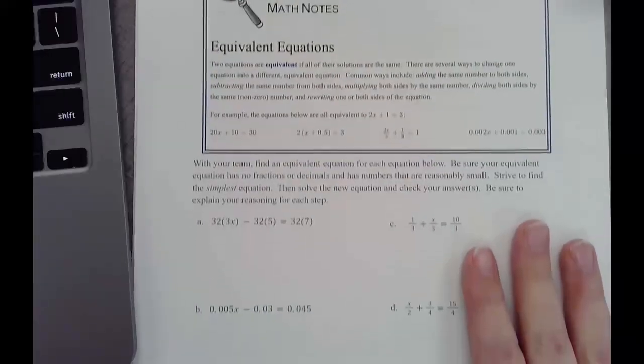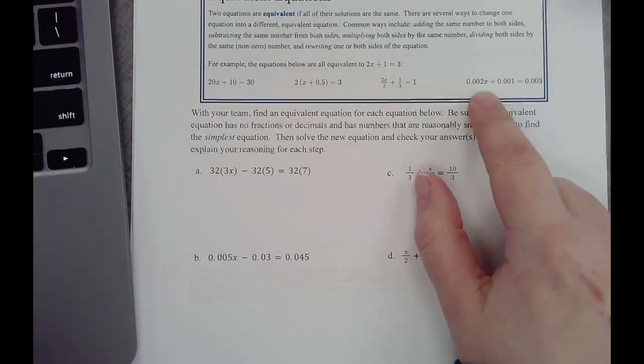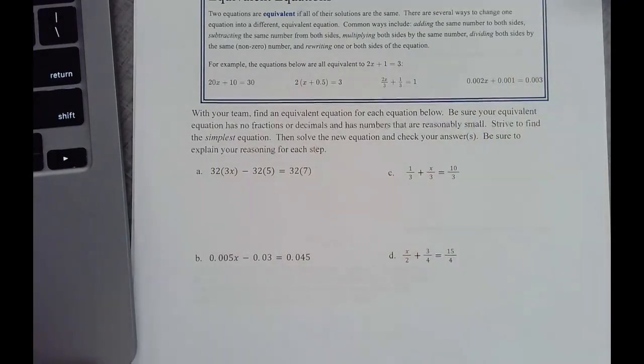So, with your team, you're going to find an equivalent equation for each of the equations you see down here. Be sure your equivalent equation has no fractions or decimals and hence numbers that are reasonably small. So we don't want to be making decimals like this because that just makes things harder. We also don't want to make the numbers absurdly large because that doesn't help us either. So our goal is to make the numbers a little bit easier than they currently are.